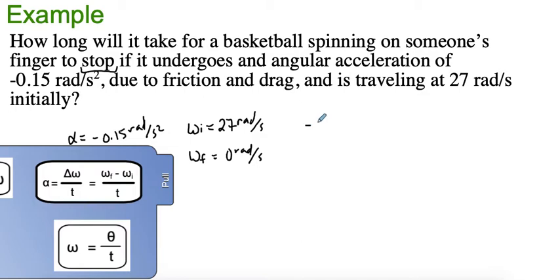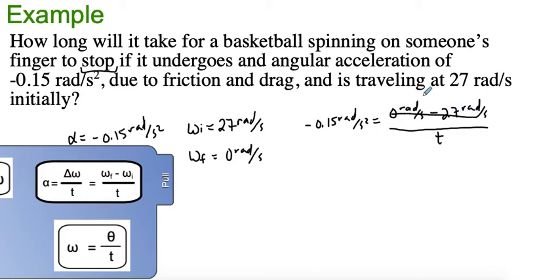So we have negative 0.15 radians per second squared for our angular acceleration. Final is 0 radians per second, and initial is 27 radians per second. And that is over a time of our unknown. We don't know that, so we're trying to find it. Okay, so 0 minus 27 is just going to give us a negative 27 radians per second on top. And now we have to think about our algebra skills here. How are we going to solve this?